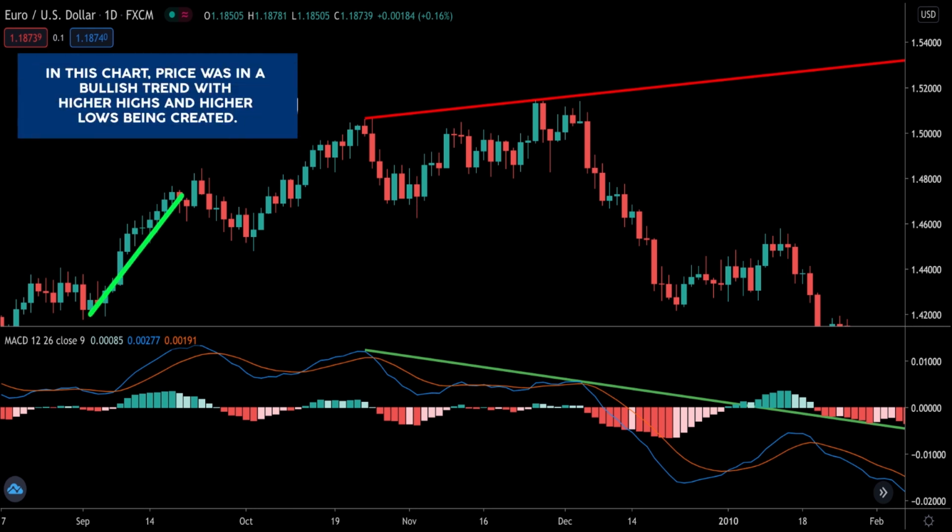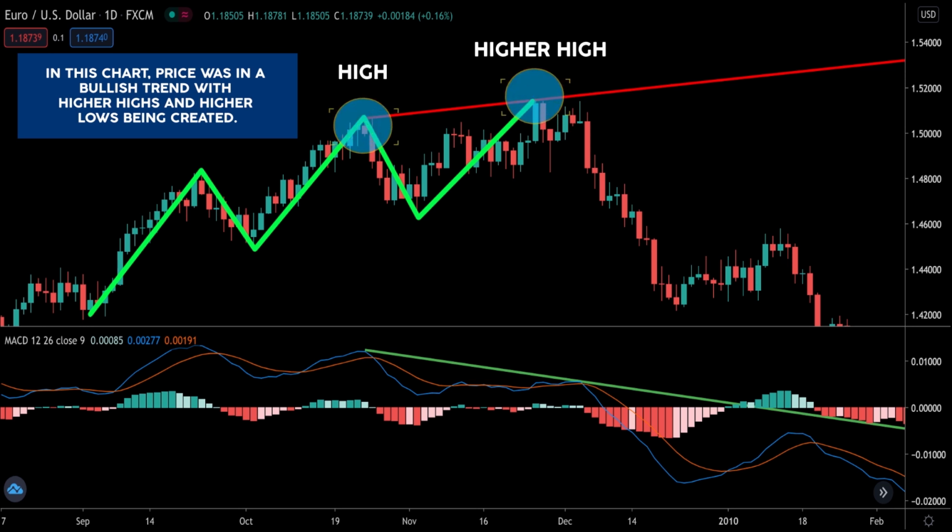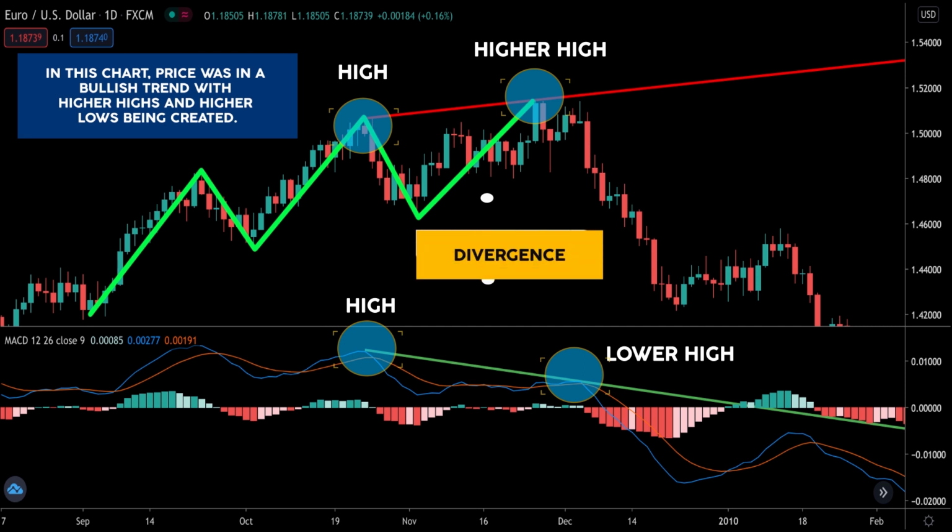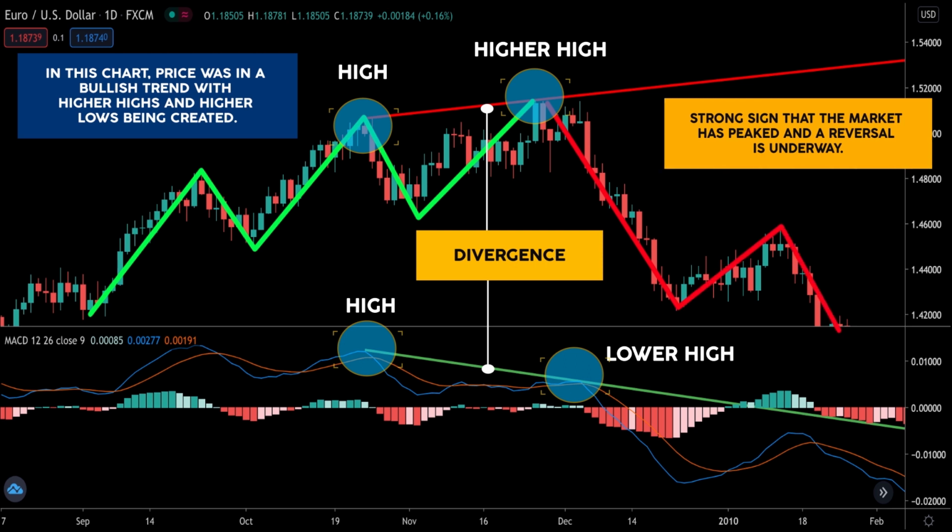In this chart, price was in a bullish trend with higher highs and higher lows being created. However, if we look at the MACD indicator, the MACD failed to register another high. On the contrary, it made a lower high. So essentially, there is a divergence between price and the indicator, which we call a regular bearish divergence in this case. This is a strong sign that the market has peaked and a reversal may be underway.